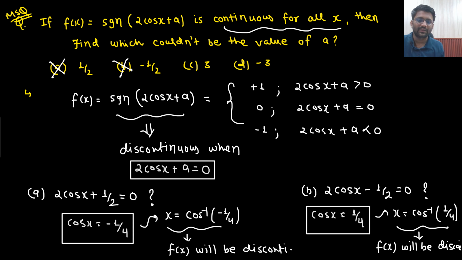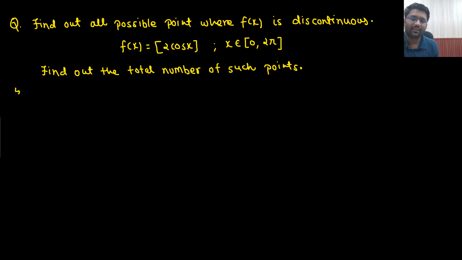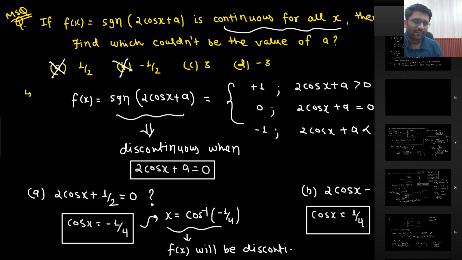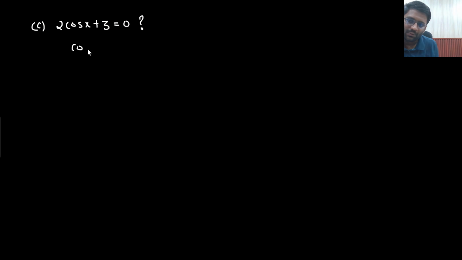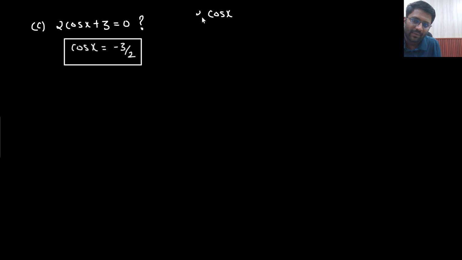Let's check option C, which is 2 cos x, in place of a I need to put 3. So is it achievable or not? Can I get signum 0 if a is equals to 3? So 2 cos x is equals to minus 3 by 2. Is it achievable? You know that cos x value is between minus 1 to 1 only. Never achievable.